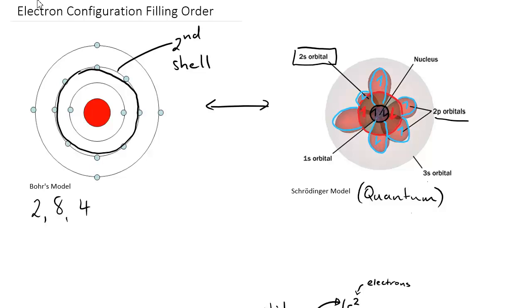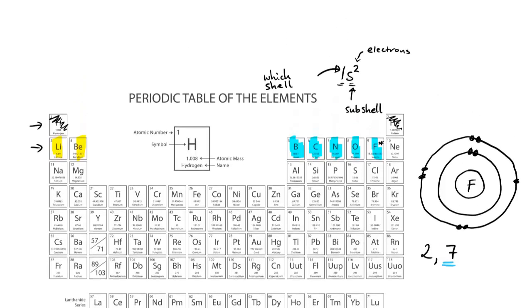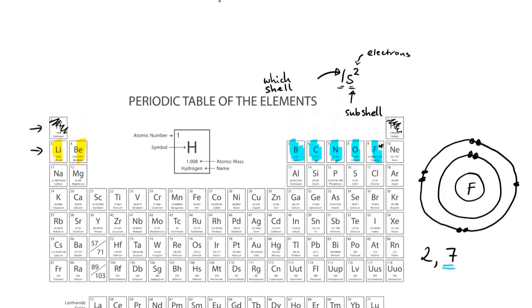So if we count the number of those up and down arrows, you can see in the second shell we have 1, 2, 3, 4, 5, 6, 7 electrons, and that was consistent with our Bohr's model, right? So in Bohr's model we saw that we actually have 7 electrons. But Bohr's model is not as organized as this electron configuration that Schrodinger actually found.